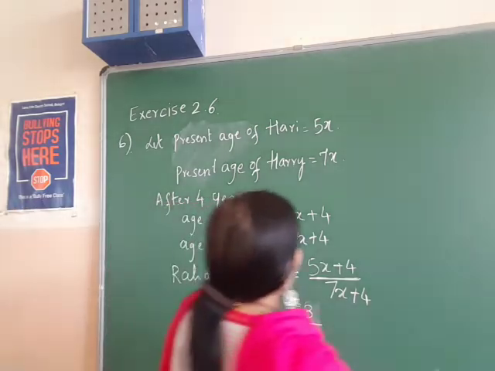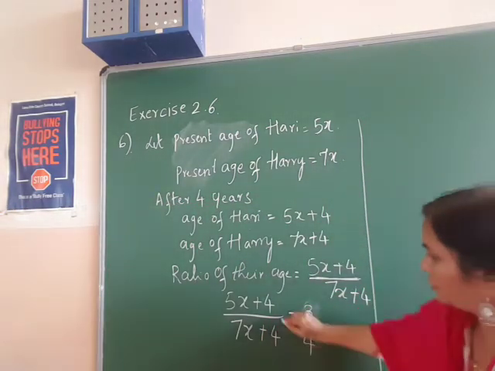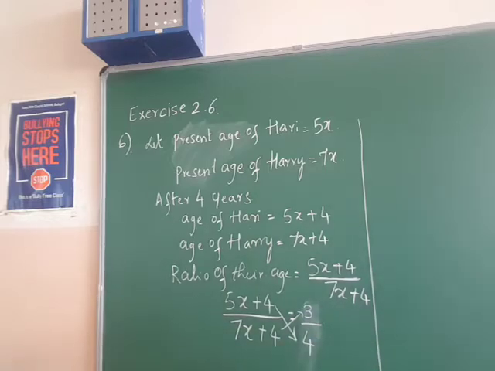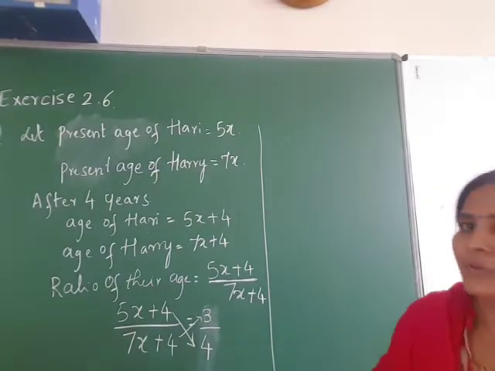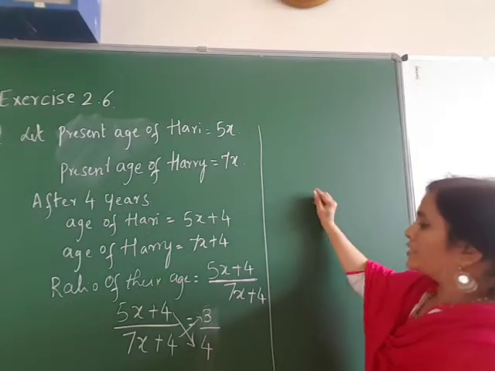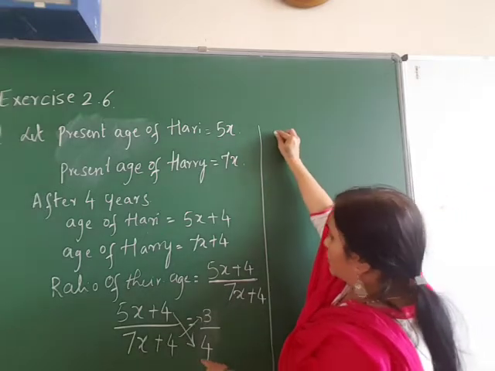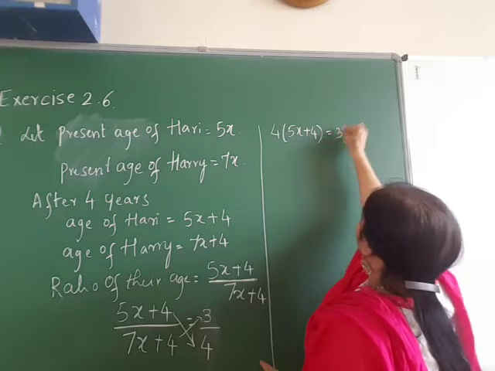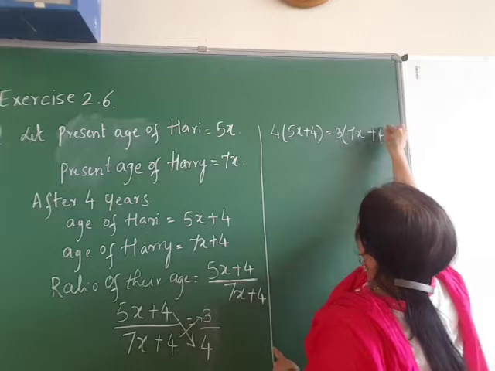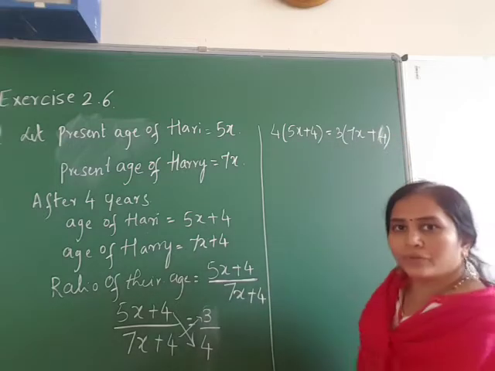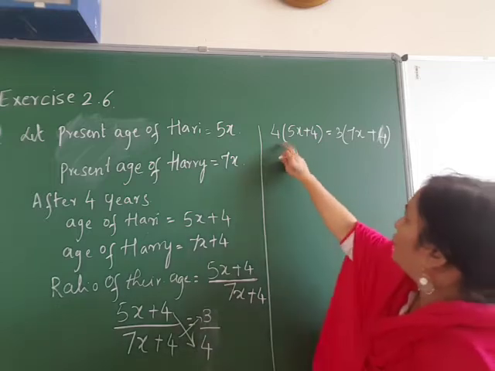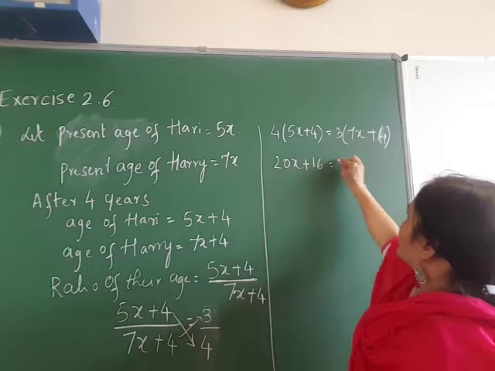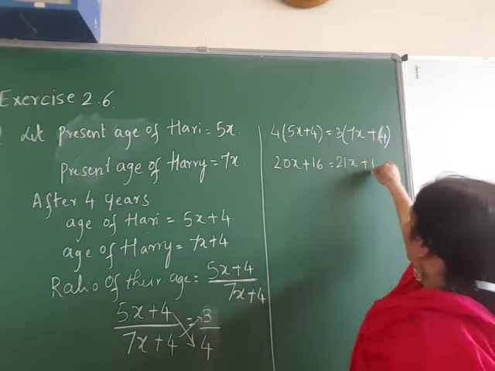Now here, as I have told in the online class, you have to cross multiply. So cross multiplying, we got 4 into 5x plus 4 is equal to 3 into 7x plus 4. You have to solve this equation. Now here 4 5s are 20x, 4 4s are 16, 7 3s are 21x plus 4 3s are 12.